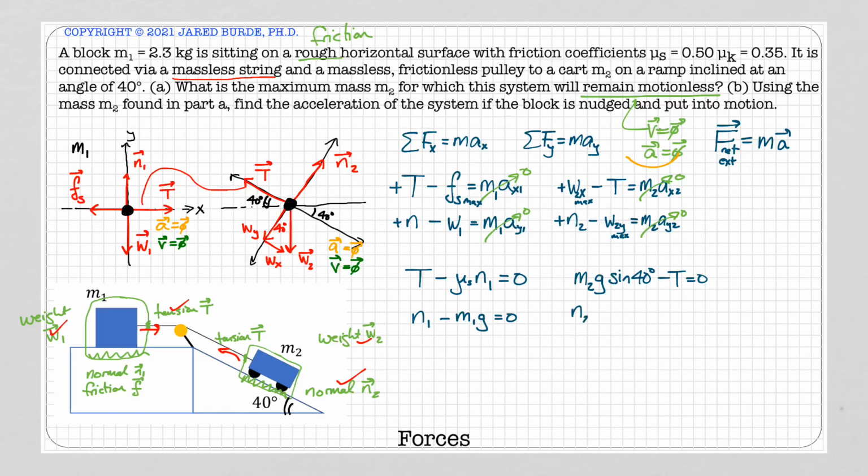And then if we look at the y direction, we'll get the cosine there, because you'll see that the y component of the weight is adjacent to that 40-degree angle there. But actually you'll see as well that we don't need the normal force for the cart. There's no friction there, and so the normal force isn't really going to affect us. But what we're looking for here is the maximum weight, maximum mass of block 2, which is going to be related to the tension, and the tension is related to the maximum value of the static friction.